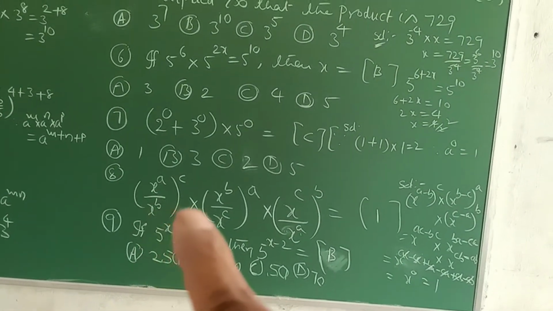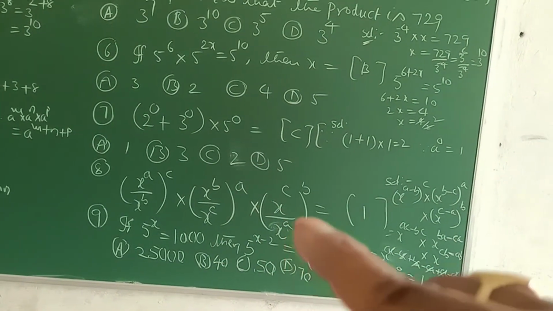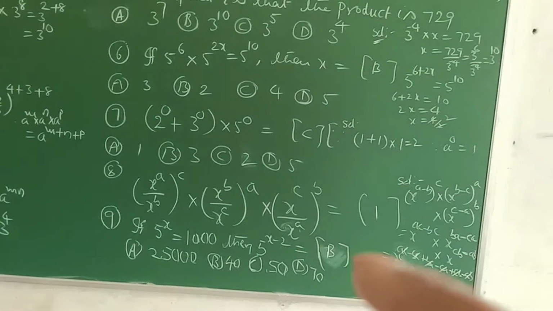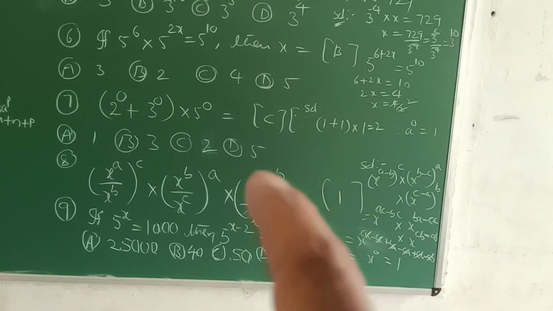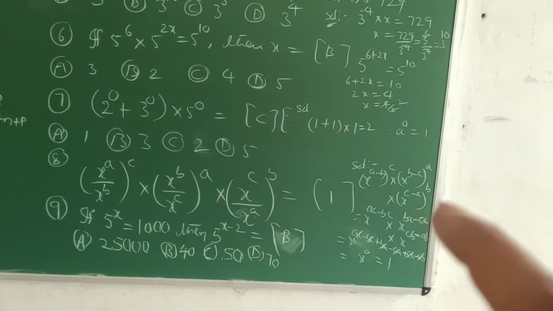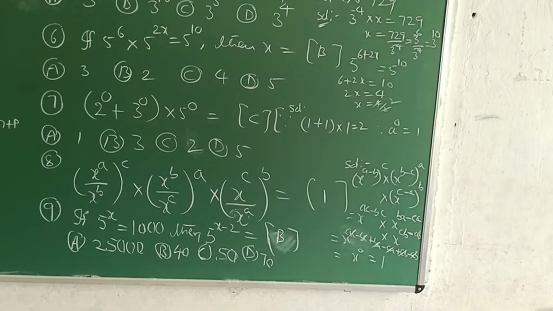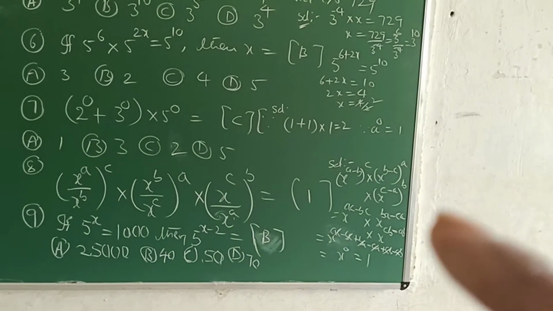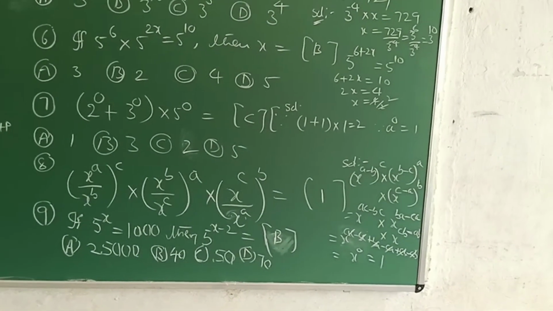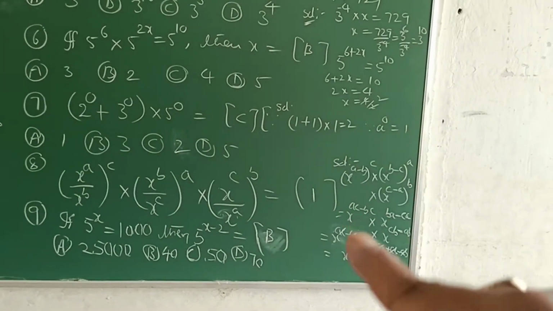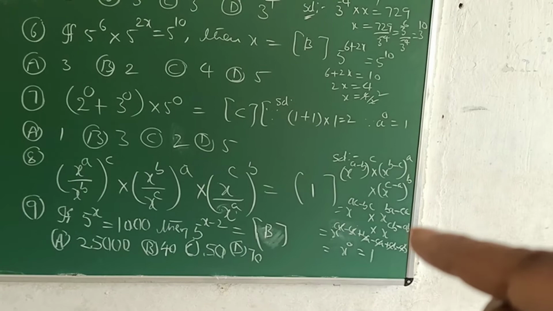Next one, 8th question, x power a by x power b whole power c into x power b by x power c whole power a into x power c by x power a whole power b. So when you observe these three terms whose product we need, the first term is in the form of a power m by a power n. That means x power a minus b whole power c. Next, x power b minus c whole power a. X power c minus a whole power b. So therefore, these three terms are in the form of a power m whole power n. Therefore, x power ac minus bc into x power ba minus ca into x power cb minus ab.